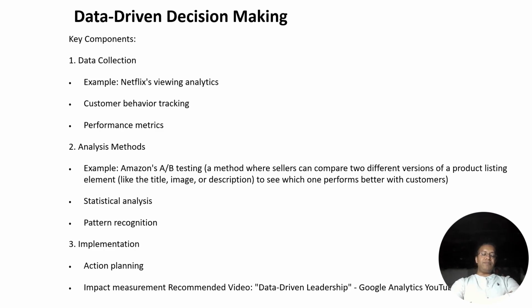The second component of data-driven decision making is analysis methods. So statistical analysis can be done when plenty of data is being assessed by, say, for example, Amazon's A/B testing, a method where sellers can compare two different versions of a product listing element, like the title, the image, or description, to see which performs better with customers.